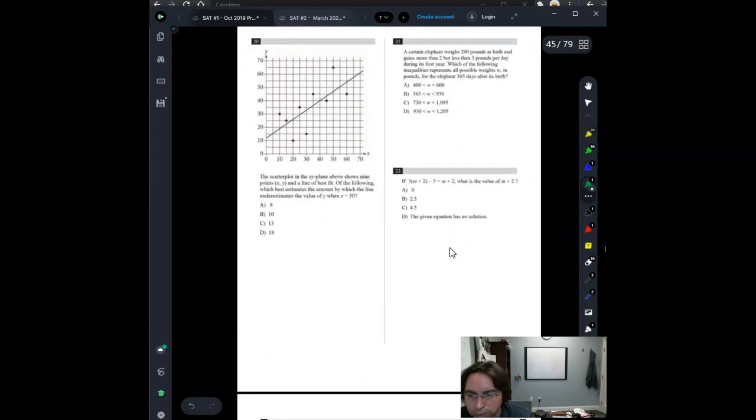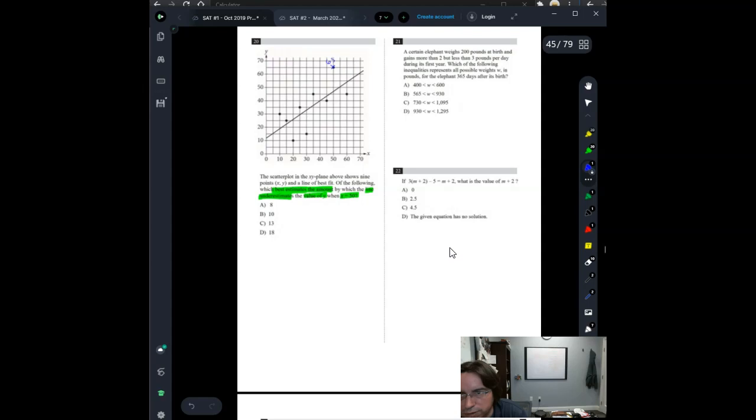Number 20. So as we look at number 20, what I can see here is in the scatter plot in the XY plane above shows 9 points in the line of best fit. The following which best estimates the amount by which the line underestimates the value of y. So of the following, which best estimates the amount by which the line underestimates the value of y when x equals 50.